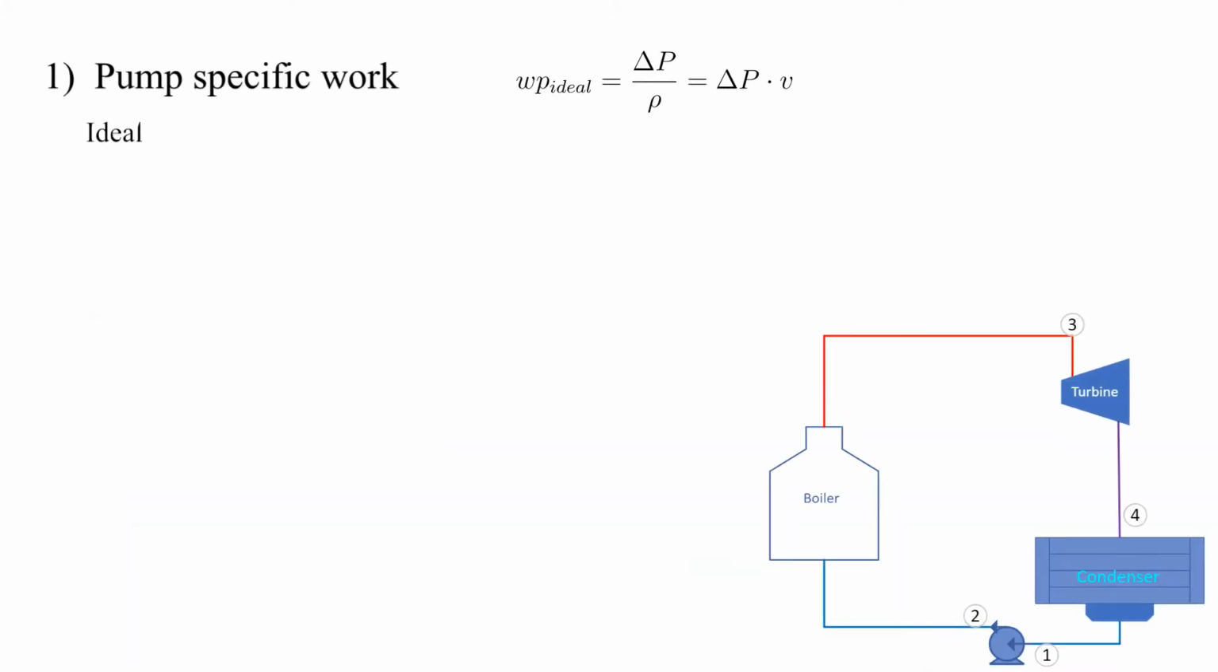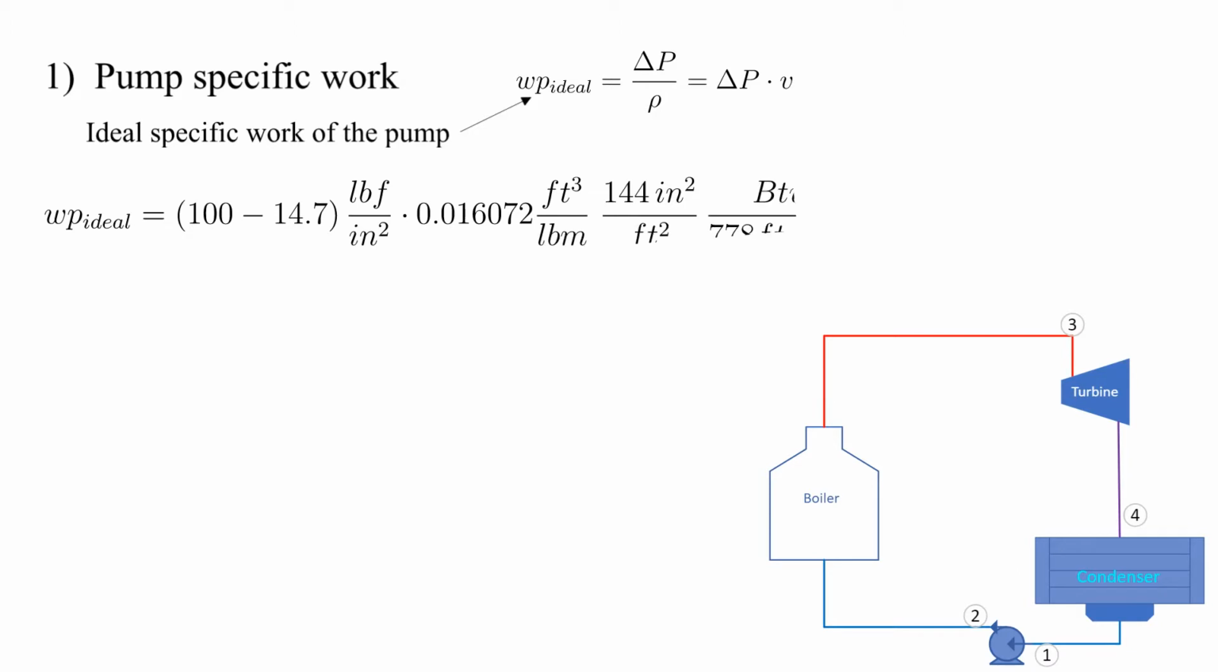The equation for the pump work is shown here. The specific work of the pump is equal to the differential pressure across the pump times the specific volume. This is the energy transferred to the liquid. It is the ideal specific work of the pump. The calculation with units is shown here.